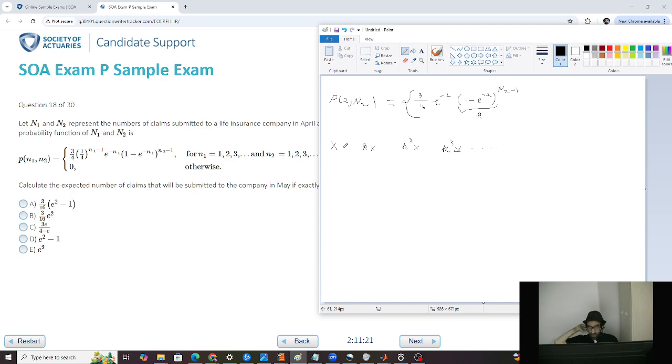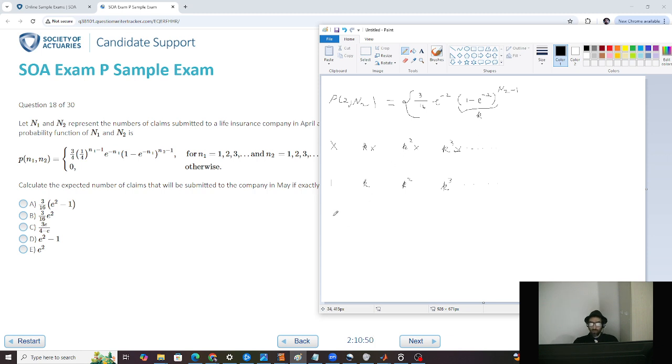Since we're going to be taking first moments divided by total probability, we can actually just factor out the x. We can say it's going to be 1, k, k squared, k cubed, etcetera. This is for n2 equal to 1, 2, 3, 4. Our k equals 1 minus e to the negative 2.